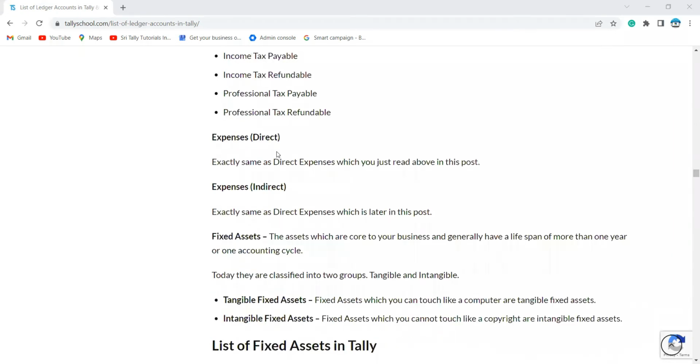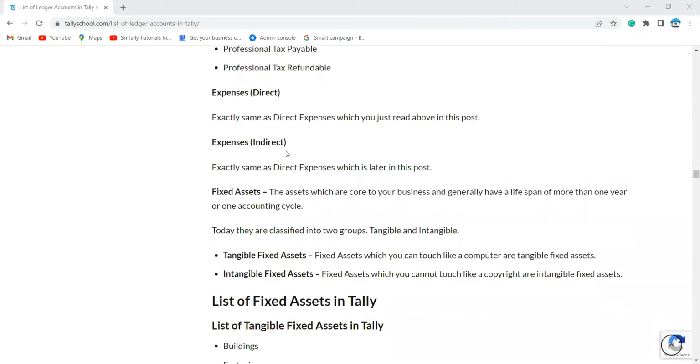Next, expenses direct. Exactly the same as direct expenses, which you just read above in this post. We already know what comes under direct expenses. Exactly the same thing, but the term expenses direct we are not using anywhere. Only direct expenses we are using.